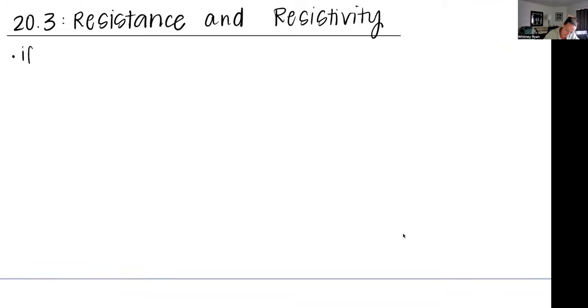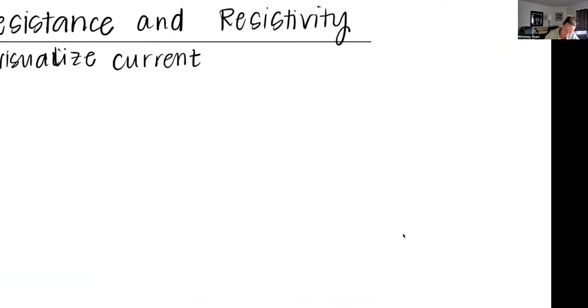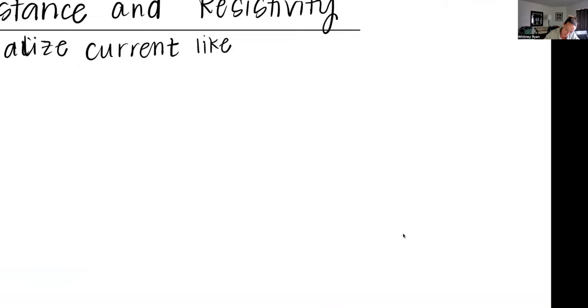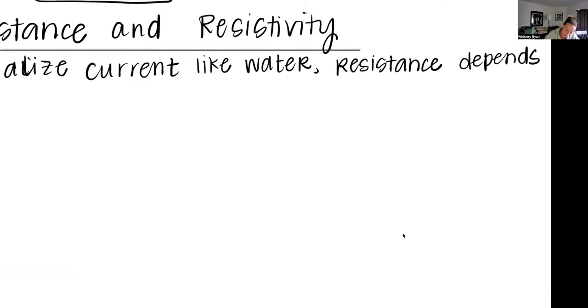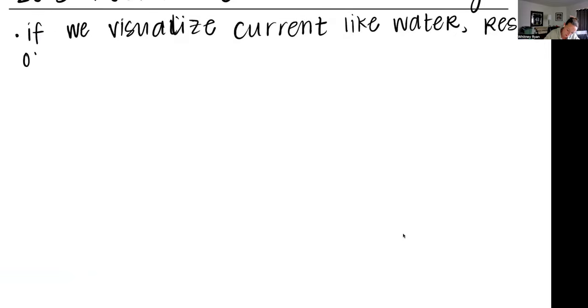So let's go back to that analogy that I gave you. If we visualize current like water, then resistance depends on the length and width. And then let's put length and width of the component.